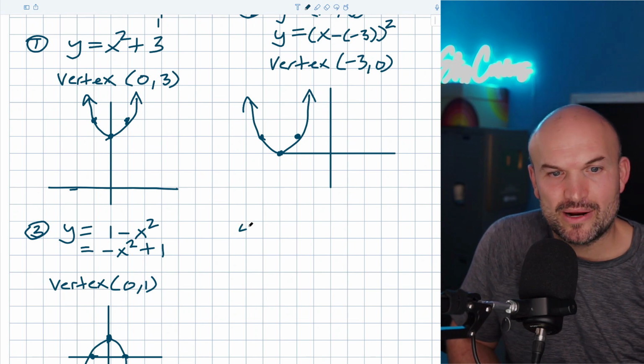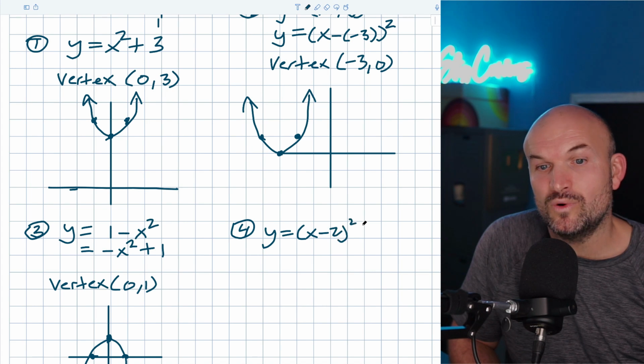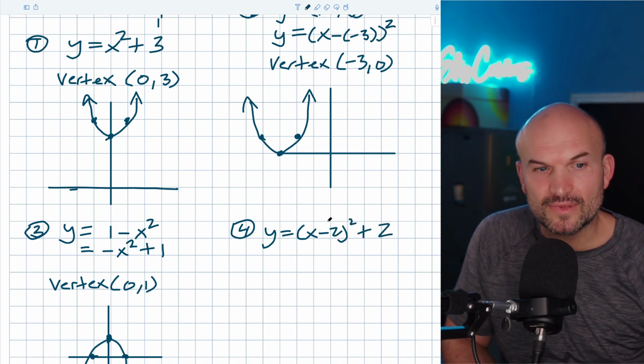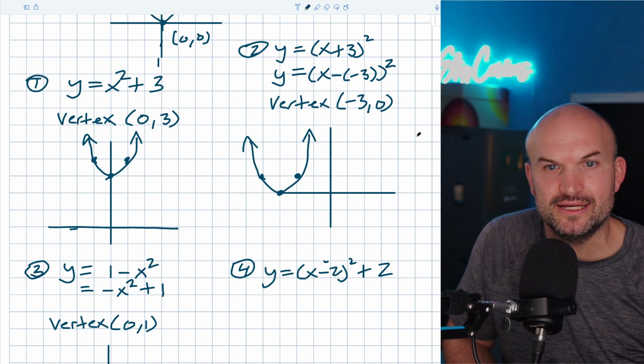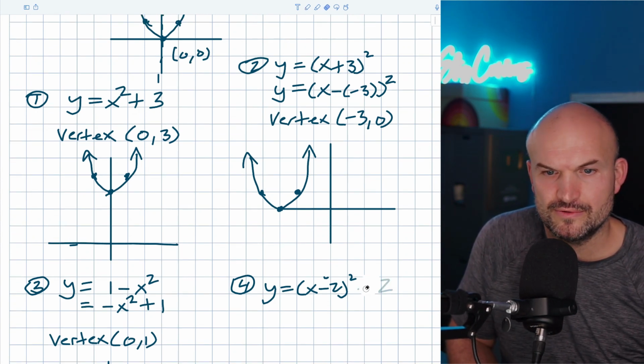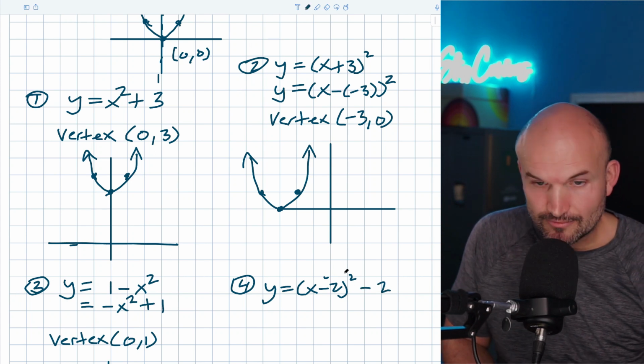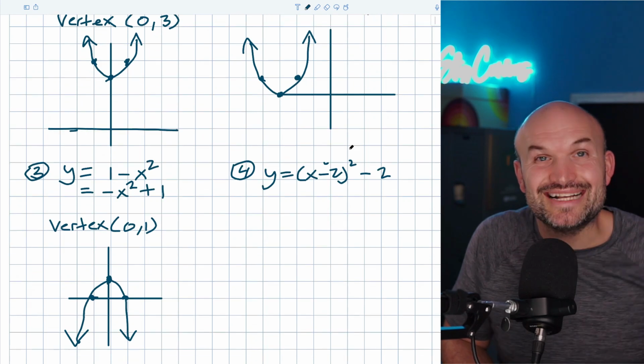What about if I have a problem like this? Let's do a horizontal as well as a vertical shift. Let's do a negative 2, actually. Yeah, let's do a negative 2. What if I did a horizontal as well as a vertical shift? Well, again, identify the vertex.